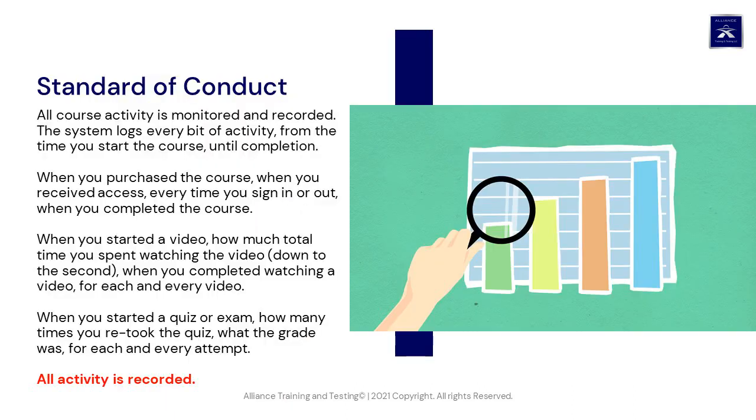All course activity is monitored and recorded. The system logs every bit of activity from the time you start the course until completion. When you purchased the course, when you received access, every time you sign in or out, when you completed the course, when you started a video, how much total time you spent watching the video, down to the second, when you completed watching a video, for each and every video, when you started a quiz or exam, how many times you retook the quiz, what the grade was, for each and every attempt. All activity is recorded.